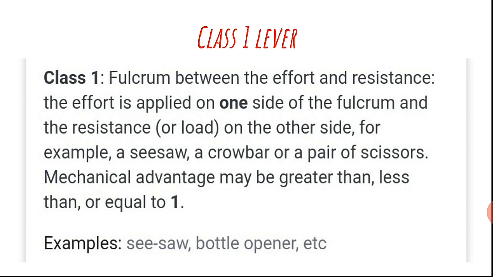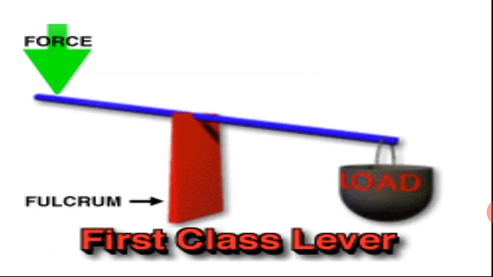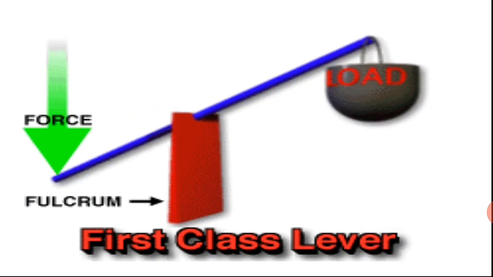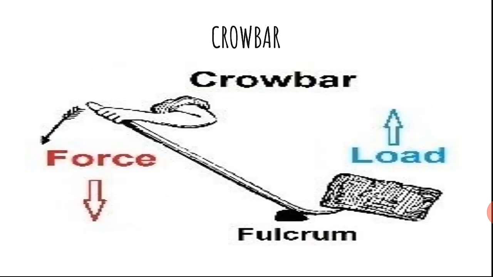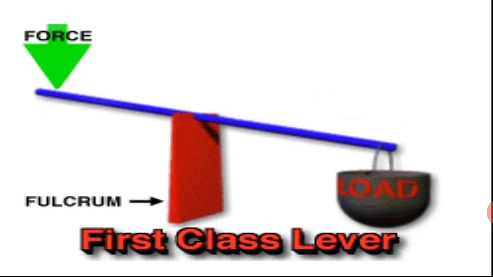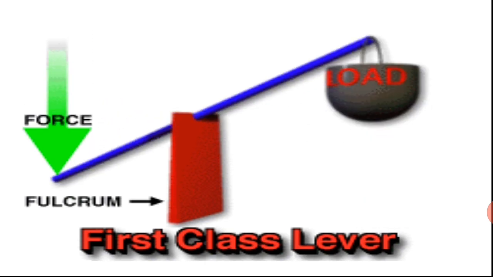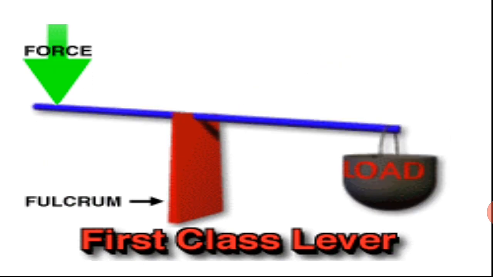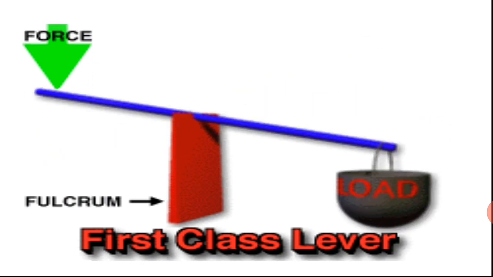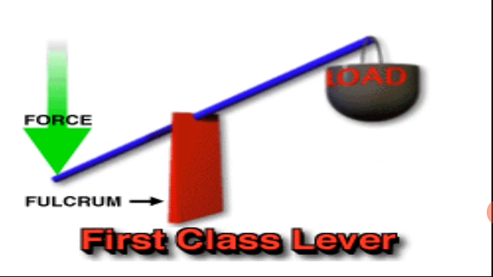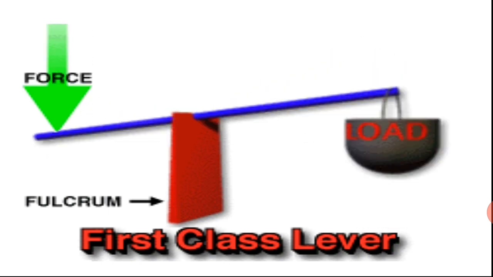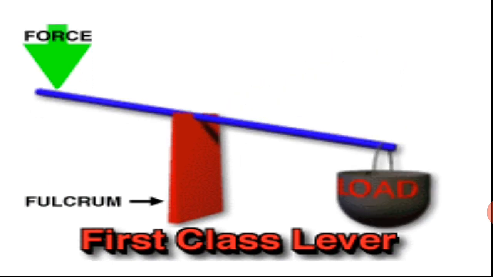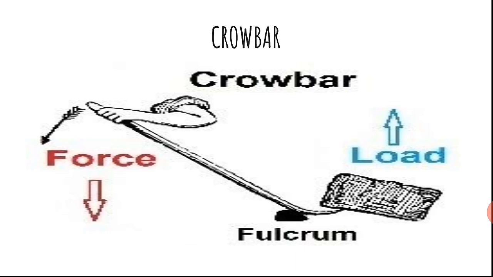The effort is applied on one side. Then we have some examples for it, and this class 1 lever acts as force and speed multipliers. Then this is the first class lever in which you can see that fulcrum is in the center and effort is applied on your left side and load is on the right side. This can interchange also. It is not rigid that you will apply force on this side only or load is there only. Then we have some more examples like crowbar.